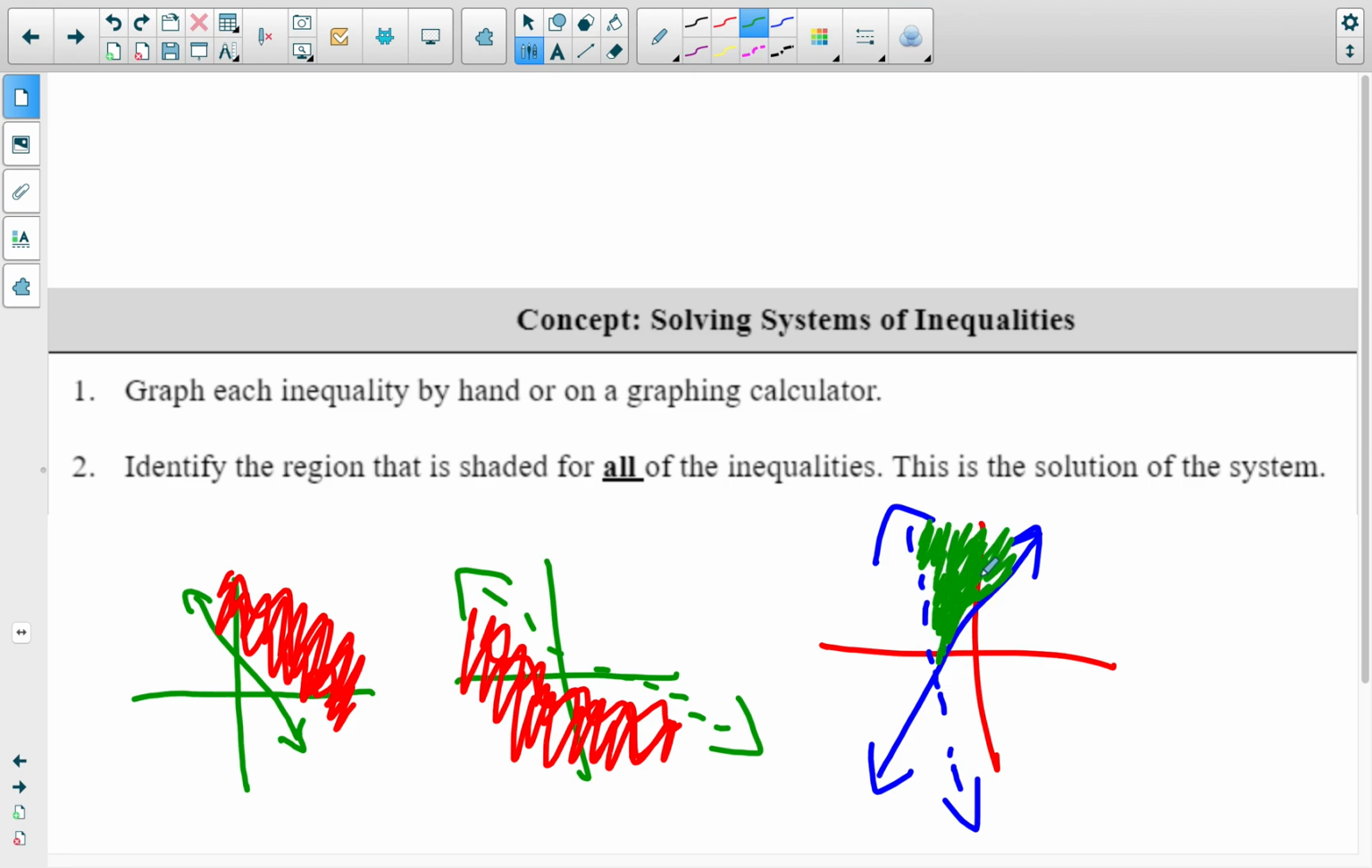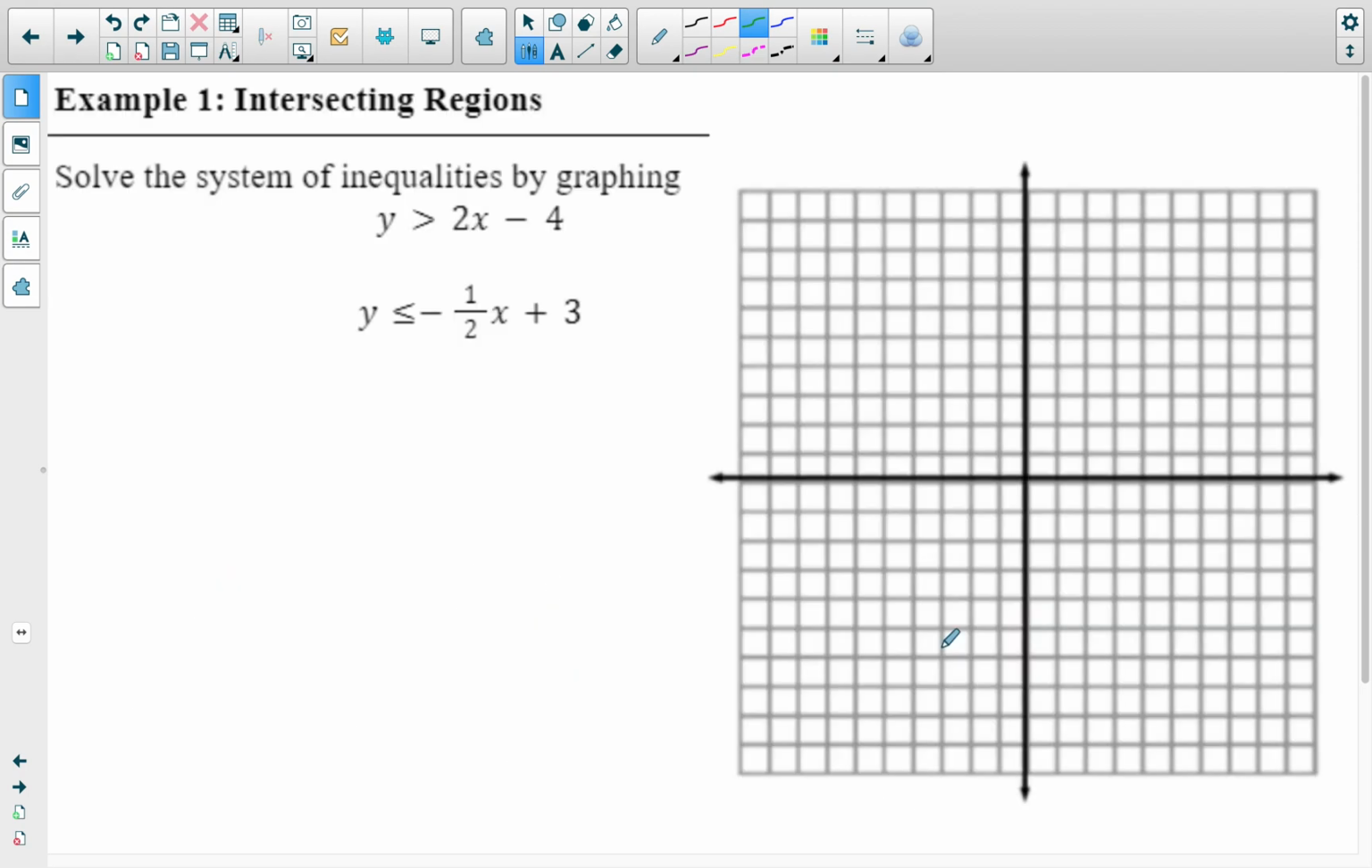So instead of having the entire area above a line shaded, notice how this part above the solid line is not shaded anymore because it doesn't satisfy the dashed inequality. So we have to keep both in mind. Okay. So when we have intersecting regions, it'll look something like this. Thankfully both of these are already in slope-intercept form for us.